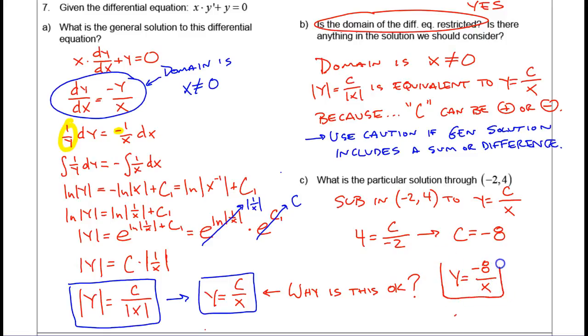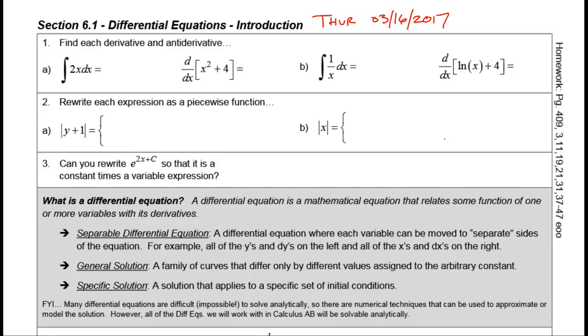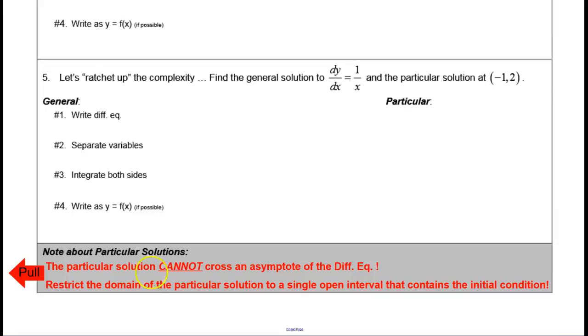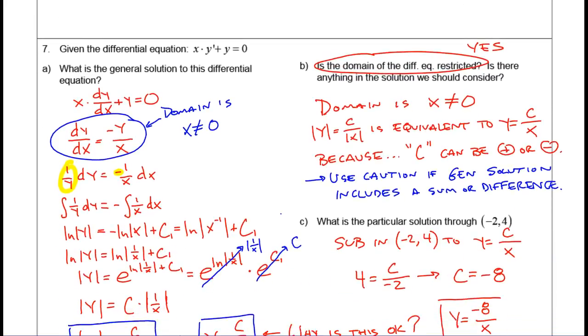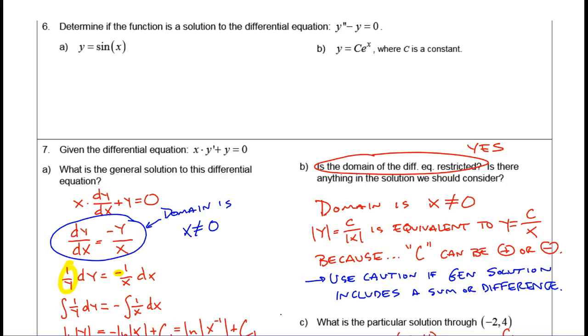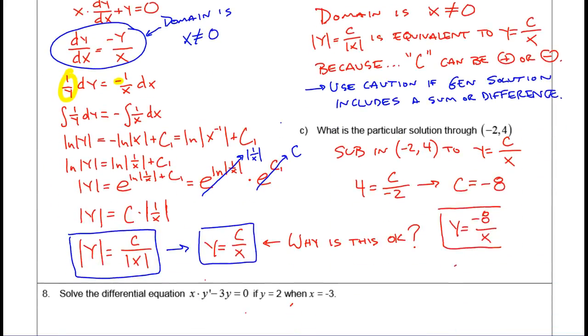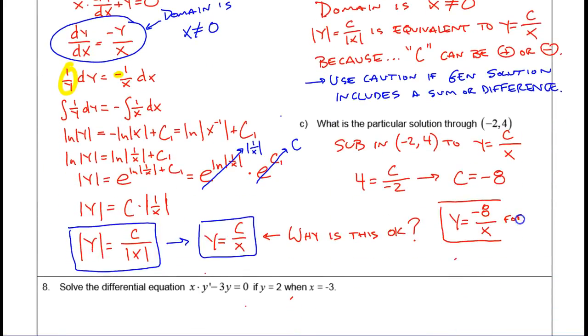And if you just put a box around this and say you're done, I'm going to tell you that you are wrong, because you have neglected the big idea from page 1, bottom of the page, that says particular solution cannot cross an asymptote. We must pick a single open interval that contains the initial condition. Well, in this case, my initial condition has x is less than 0, so I have to restrict the domain on this particular solution so that x is less than 0. Now we have a complete and correct solution.